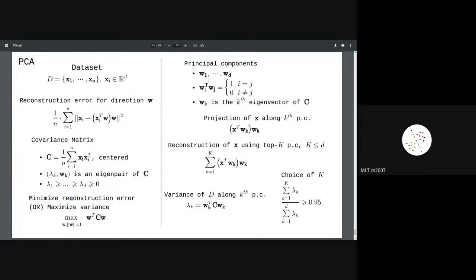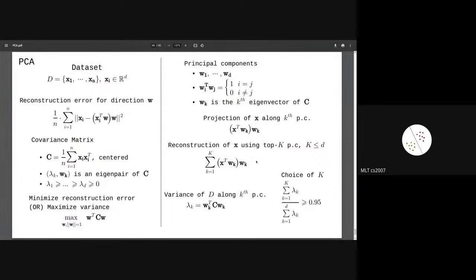Now, what are these called? These are called the principal components. If you have a d-dimensional problem, you will always have d principal components, and they will all be pairwise orthogonal, that is this, and they will have unit norm. That is the property of these principal components. It is also the kth eigenvector of C, the covariance matrix. The projection of a data point along one of these principal components is just X transpose Wk times Wk. If you want to reconstruct the data point X using just the top k such principal components, this is how you do it.